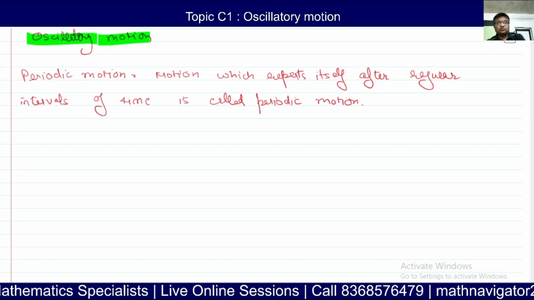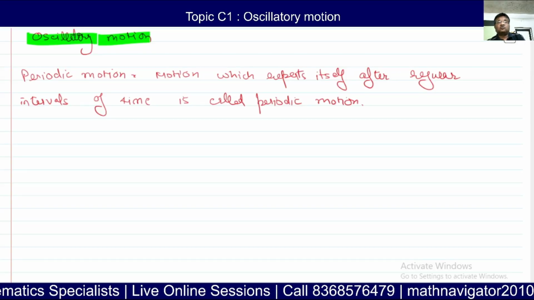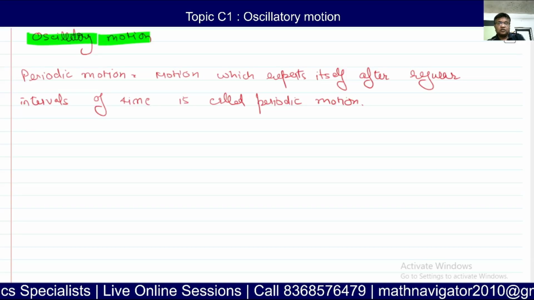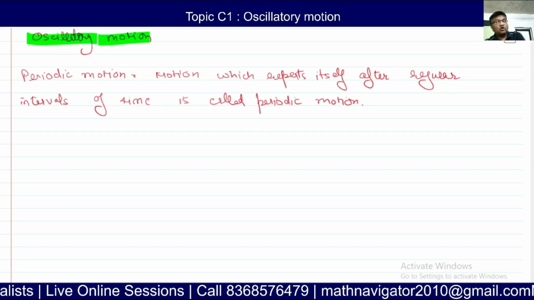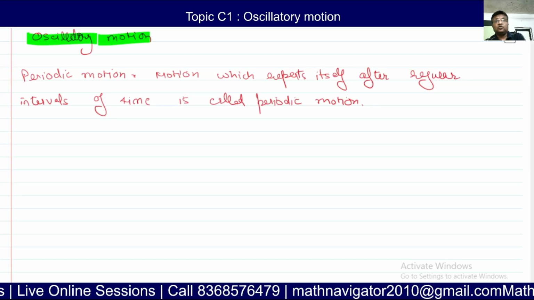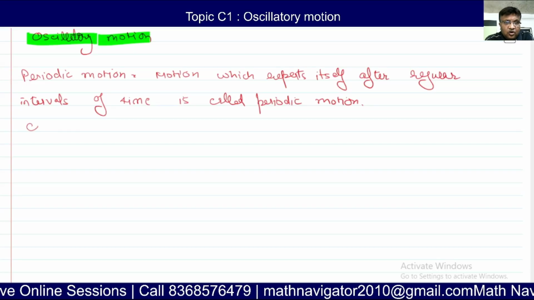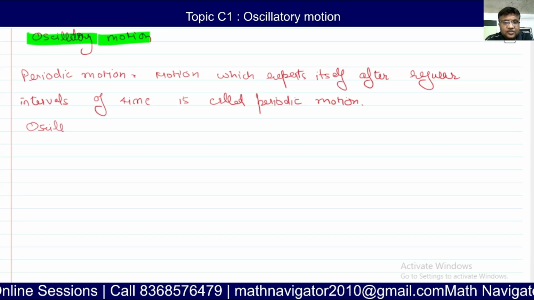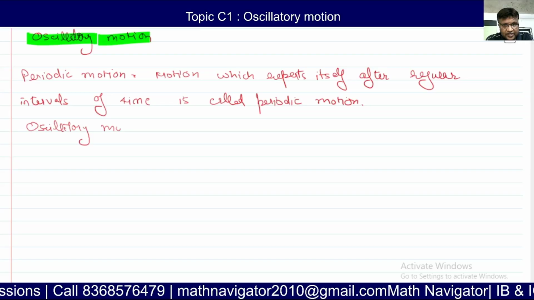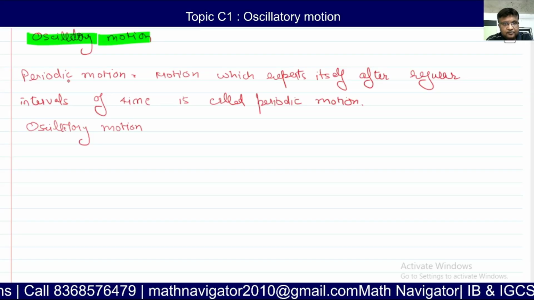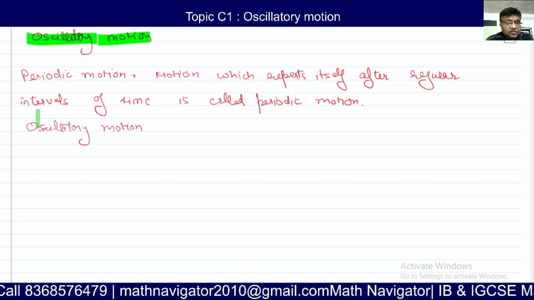When I'm saying periodic motion, any motion can be periodic motion. Let's say you're going to school daily, that is a periodic motion. Earth is revolving around the sun, that is a periodic motion. Earth is rotating on its own axis, that is a periodic motion. But can we say all periodic motion is oscillatory motion? No. In order to be an oscillatory motion, two things are necessary. What are those two things?